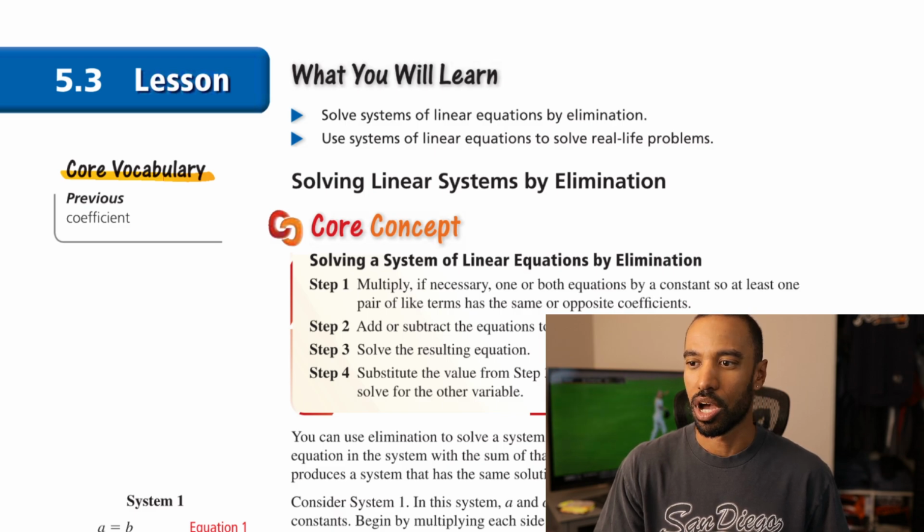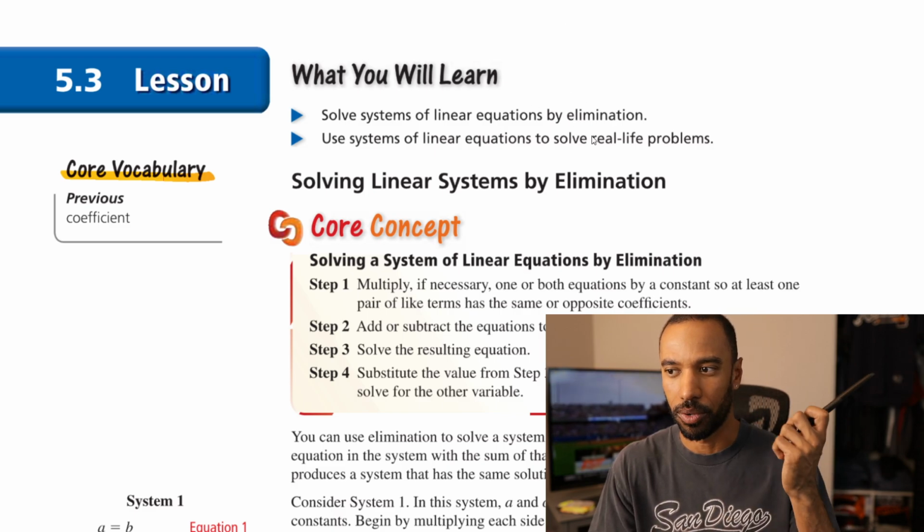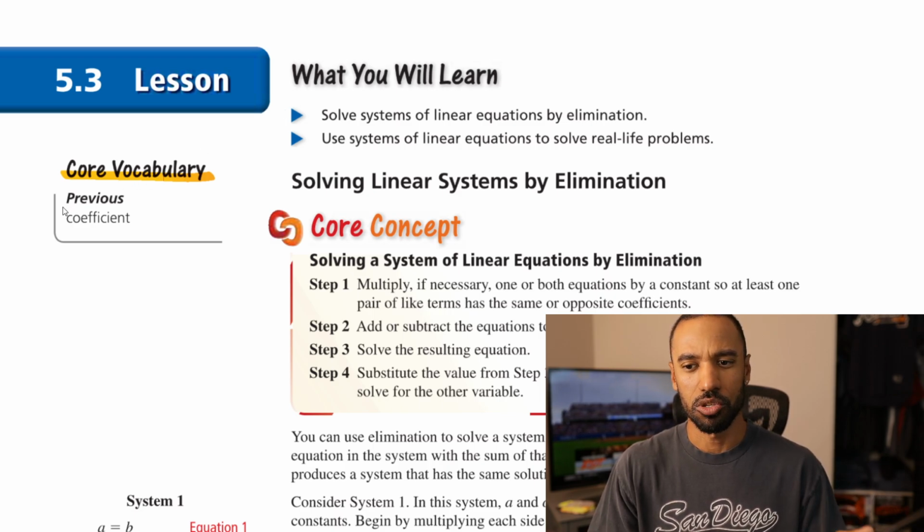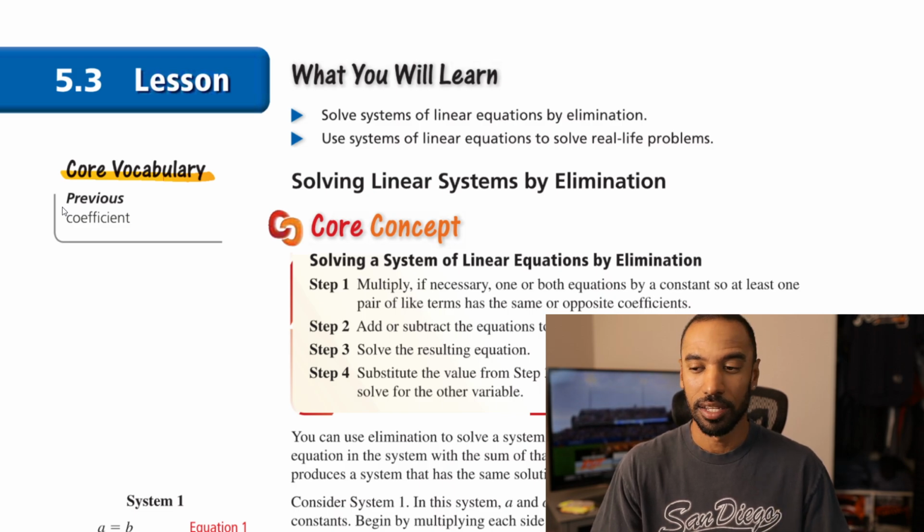We are going to solve systems by using elimination and solve real-life problems, etc. So same stuff as substitution. There's a previous term used called coefficient. Coefficient is the number multiplied in front of a variable, and that's an important term to be talking about for this set.